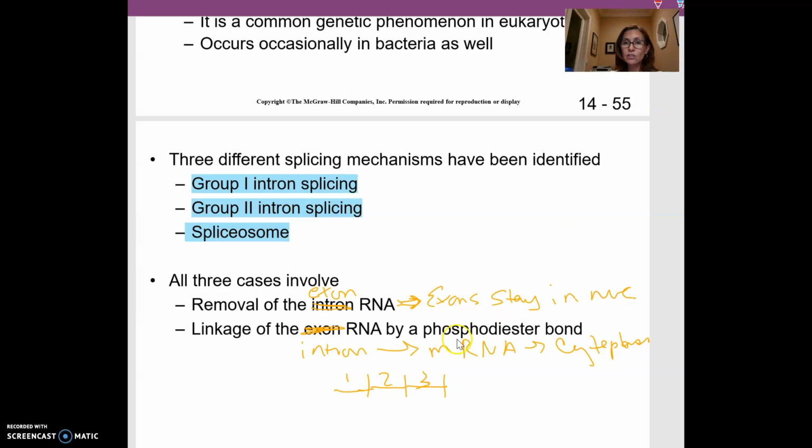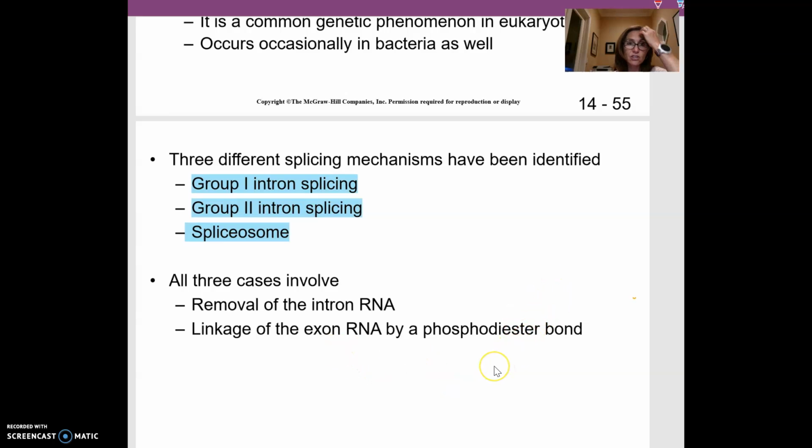Now, I was goofing around here earlier, and I had to do some editing, so let me get rid of all these notes here. Now, there are 3 mechanisms that explain RNA modification. Group 1, Group 2 intron splicing, and then the spliceosome. And we're going to talk mostly about the spliceosome. And in all cases, the intron is removed.